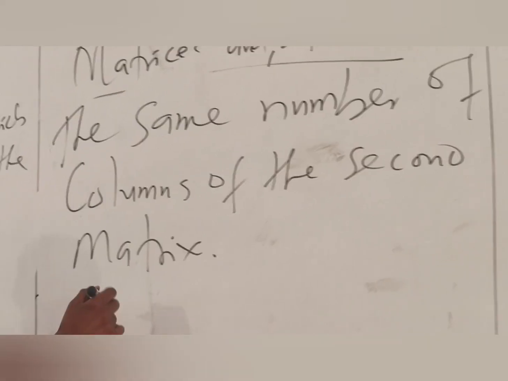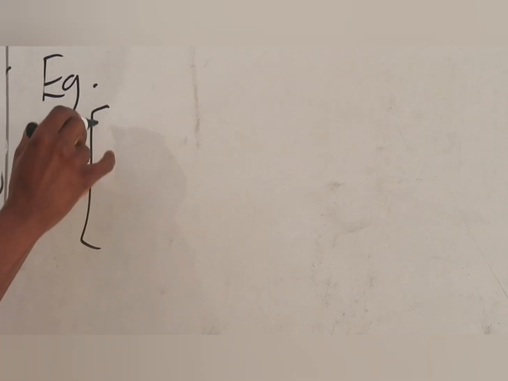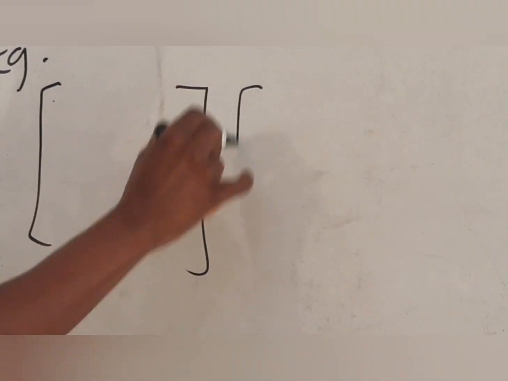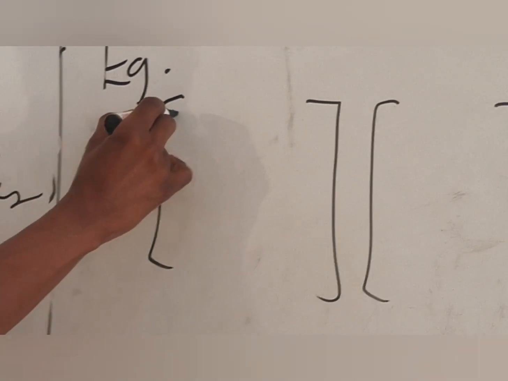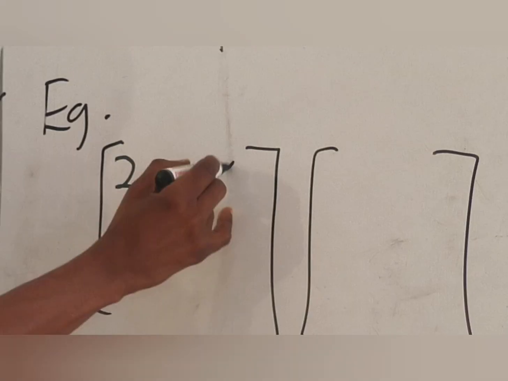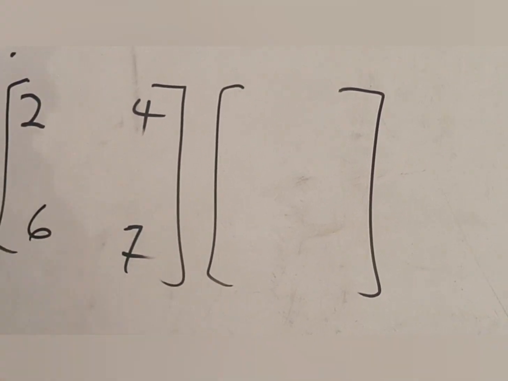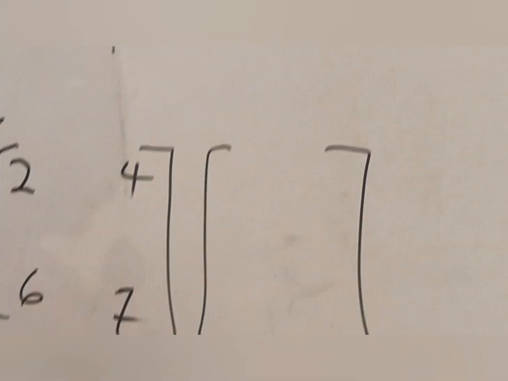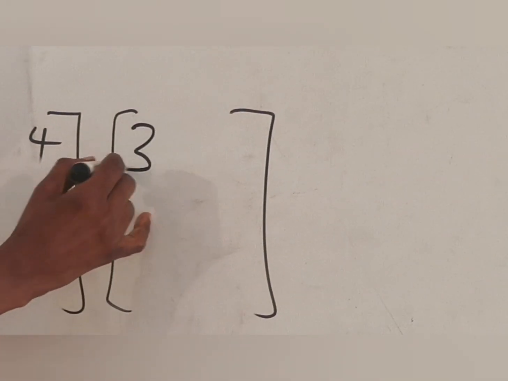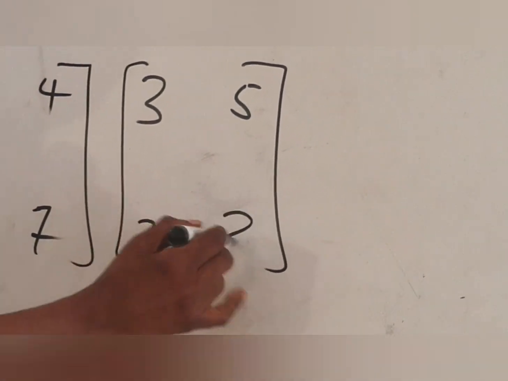So let's look at two or three examples. I want to multiply, so somebody should give us a 2 by 2 matrix. Joseph: 2, 4, 6, and 7. Matilda: 3, 5, 7, 2.